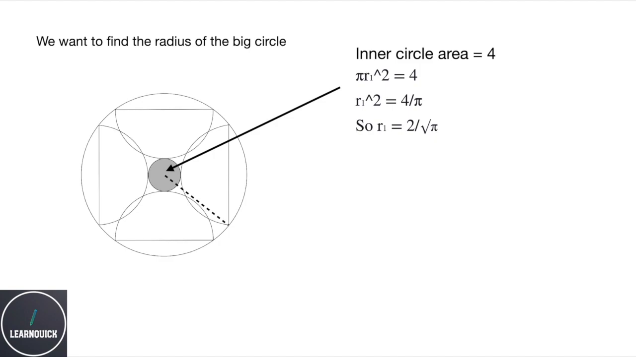The inner circle area is 4, so pi r1 squared equals 4, meaning that r1 squared equals 4 over pi, so the radius of the small circle is 2 over root pi.